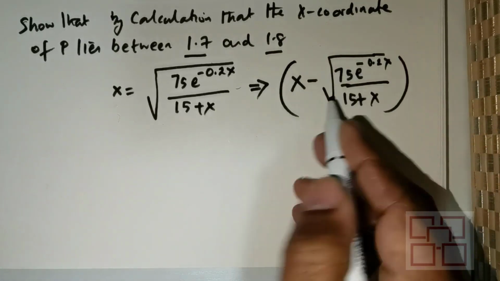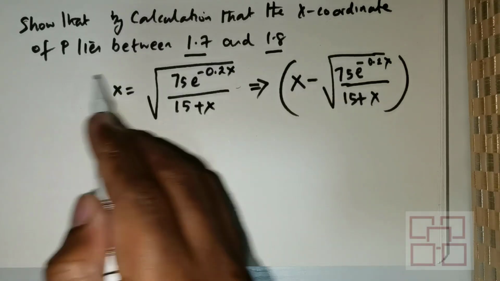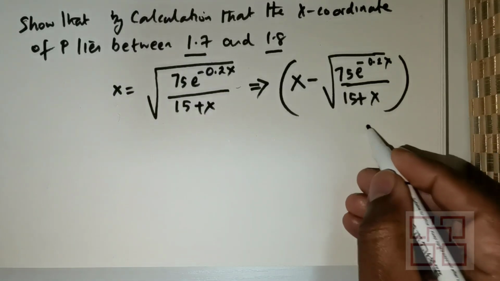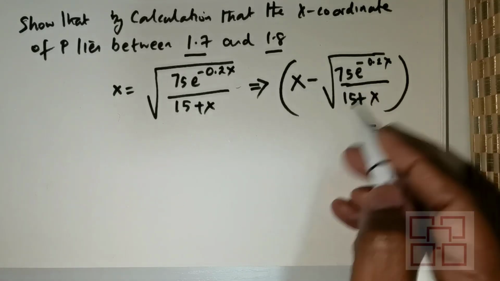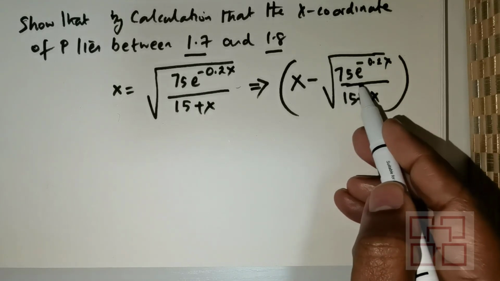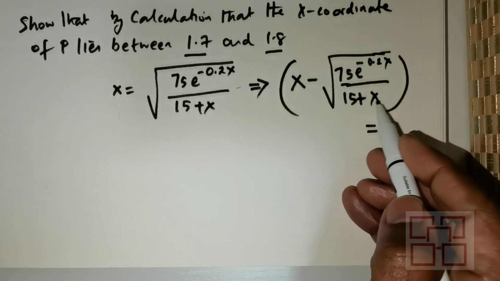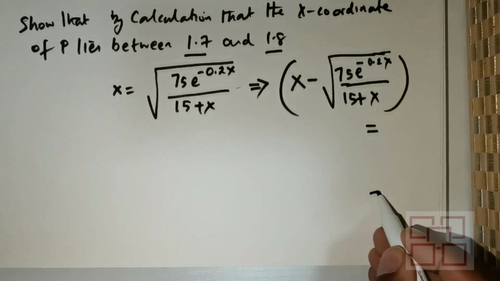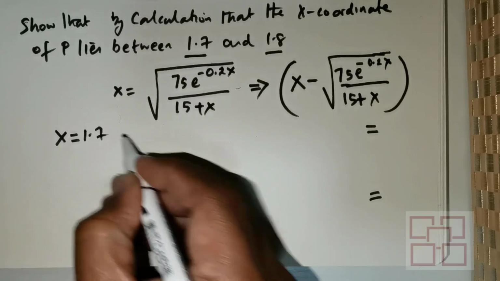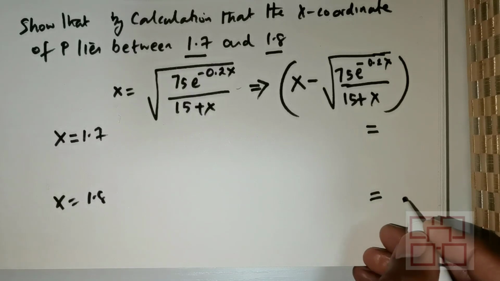Now, why am I writing it like this? I have to show by calculation that the x-coordinate of P lies between 1.7 and 1.8. The only way I can show that is by finding the value of this quantity, x negative root of 75 times e raised to the power negative 0.2 times x divided by 15 positive x. Now, we will be getting two values. In other words, for x equal to 1.7 we will have a value, and for x equal to 1.8 we will have another value.